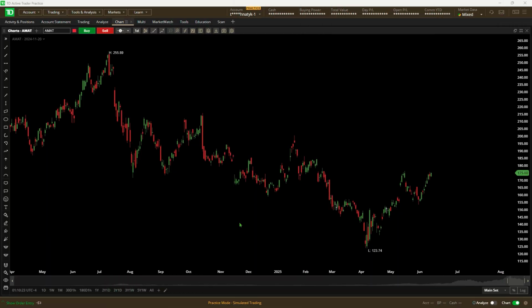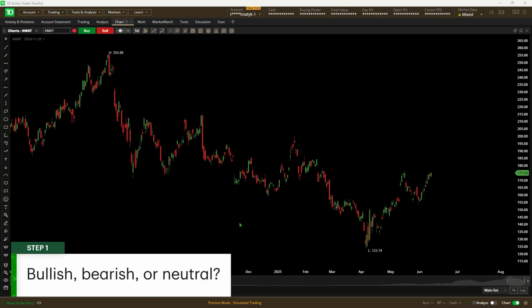It all starts with your chart, customized the way that you like it. The goal here is to use your chart to form an opinion on the price action going forward. Are you bullish, bearish, or neutral?